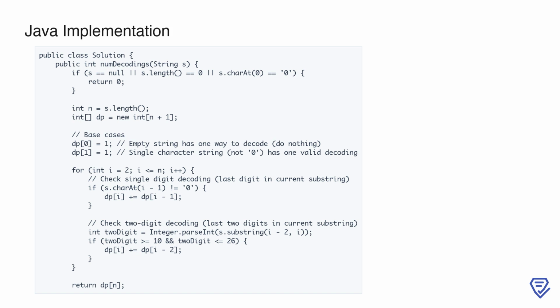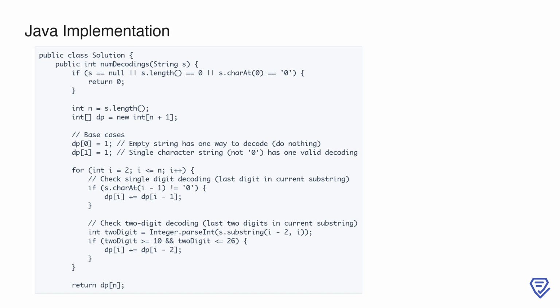Here, we define a class called Solution and implement the method numDecodings, which takes a string s as input. First, we handle edge cases. If the string is null, empty, or starts with 0, we immediately return 0 because these cases indicate that decoding is not possible. Next, we initialize a dynamic programming array, dp, with a size of n+1, where n is the length of the string. This array will help us store the number of ways to decode substrings of different lengths.